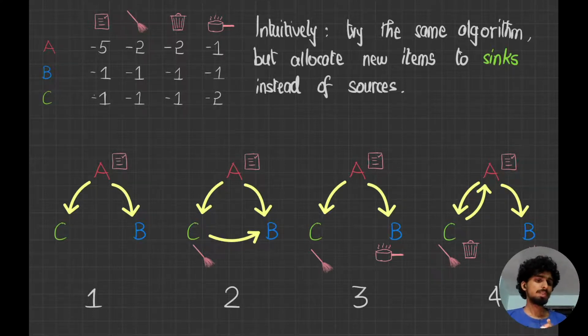Now let's look at A's valuation for each of these bundles. A values A's own bundle at -5. A values C's bundle at -2 plus -2, which is -4. And A values B's bundle at -1. So A envies both of the other people. A has value -4 for this bundle, -1 for this bundle.